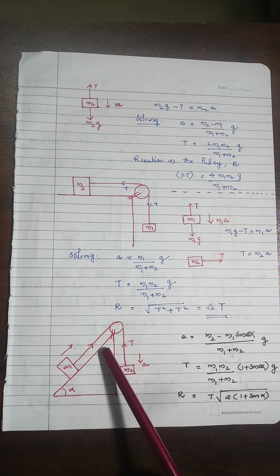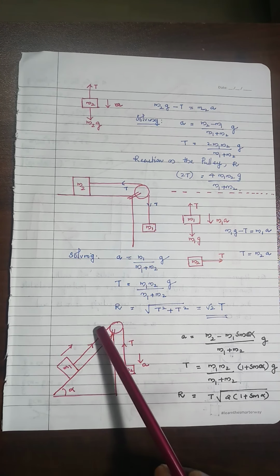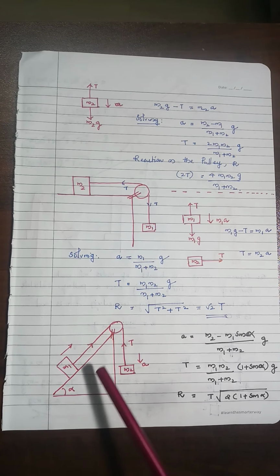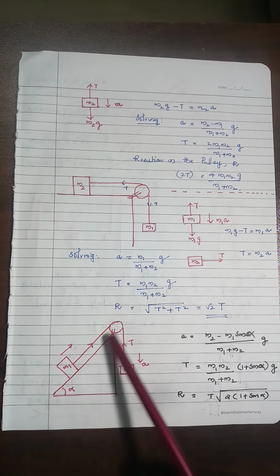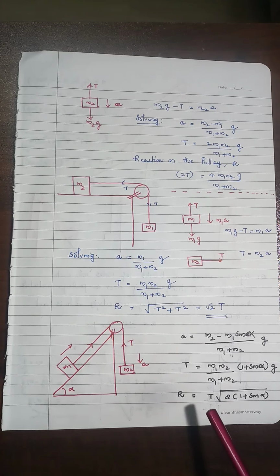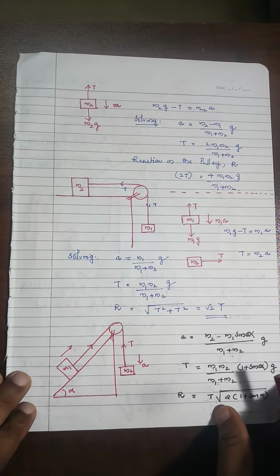So the two tensions are acting like this. They make an angle of so much. Then what is the reaction on it? So you should know that relation, it is very important. The reaction you can finalize as T into root over 2 into (1 plus sin alpha). It is a good concept.